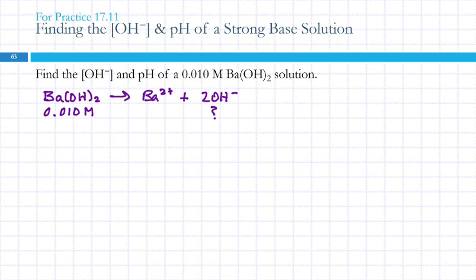So I'm just going to explain this to you in terms of stoichiometry, but you don't have to do it that way. Once you see how it works in your head, you're just like, oh, I just need to multiply by 2. So I've got 0.010 molar barium hydroxide. And I want to find out, actually, let's do this. Moles per liter. And I want moles per liter hydroxide. So I need to change this.